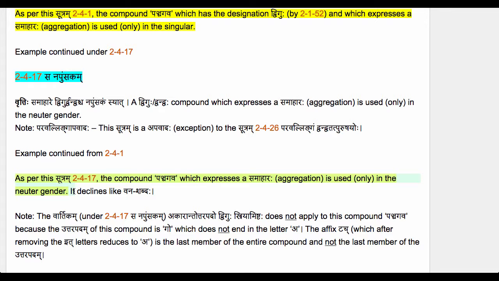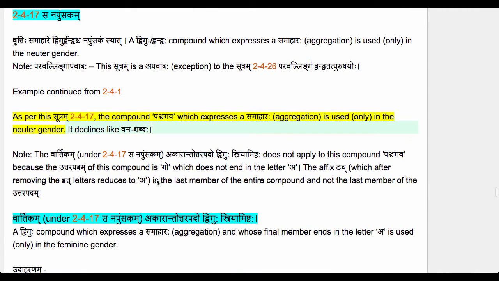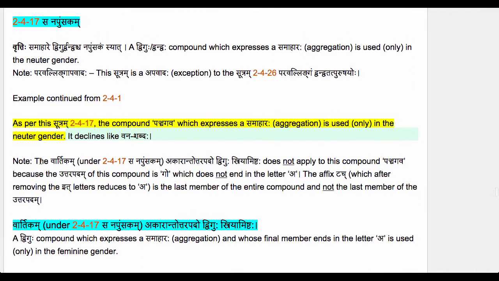So now we'll complete the example. As per the sutram 2417, the compound Panchagava, which expresses a samahara aggregation, Panchanang gavam samahara, is used only in the neuter gender, declines like Vana Shabdaha. And of course we already know by the sutram 241 that it is used only in the singular.